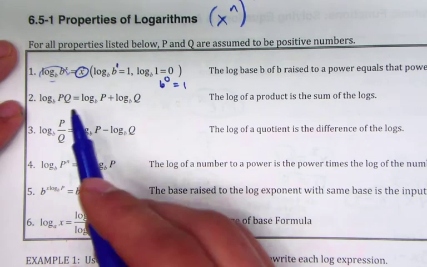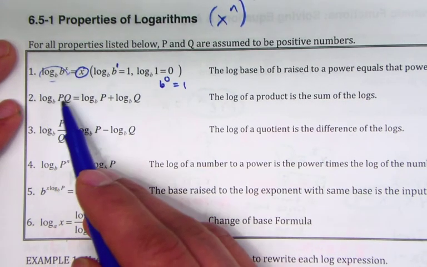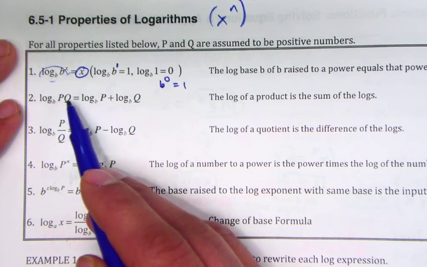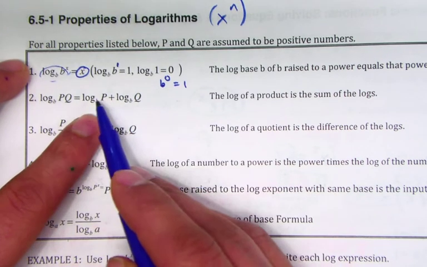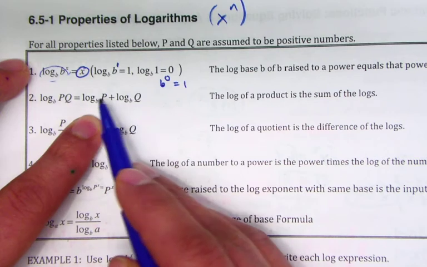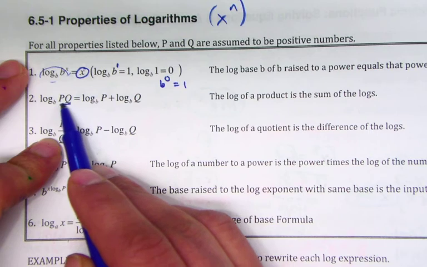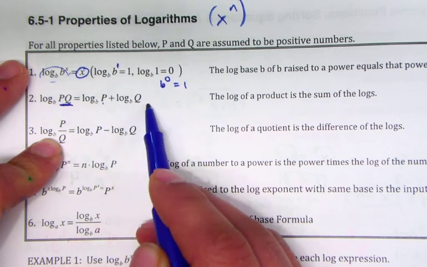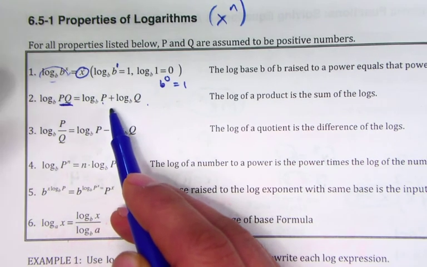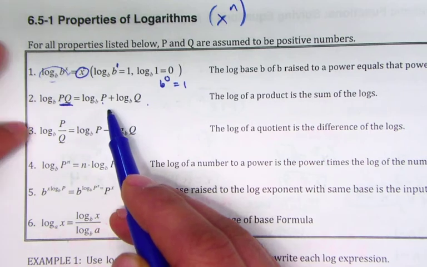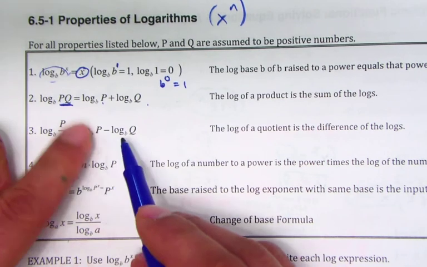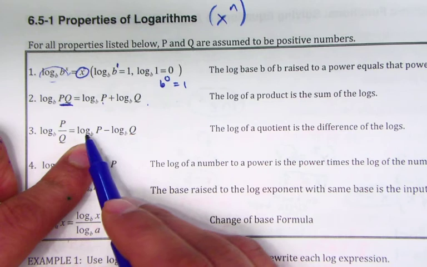Okay, here we have a product inside the log. What do we do when we multiply with exponents? You add them. So what are we going to do with logs? Same thing. We're going to add the two logs separately. Okay, you guys see how that works? So when you see multiplication, you're going to split it up and add, just like you do with exponents. When you're dividing, you subtract. Okay?